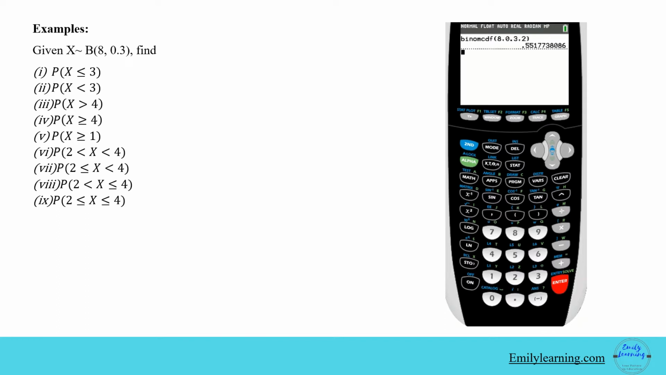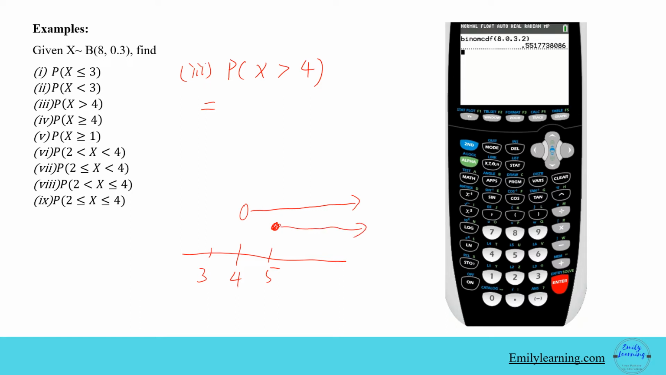Now let's do part 3, P(X > 4). If I draw the number line, I know I want 4 and beyond, but not including 4. So in other words, I want to find 5 onwards. It will be everything minus, so it's 1 minus P(X ≤ 4), because I don't want everything here, and the total probability is 1.